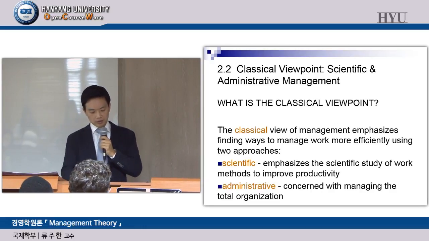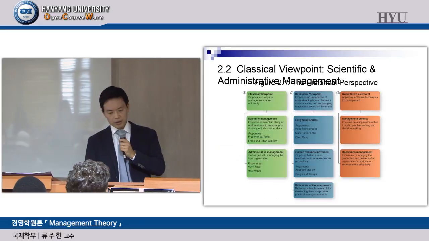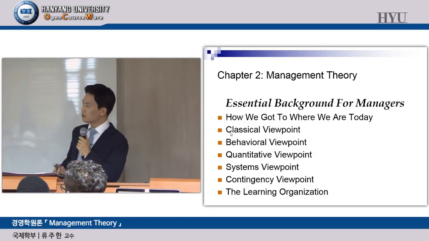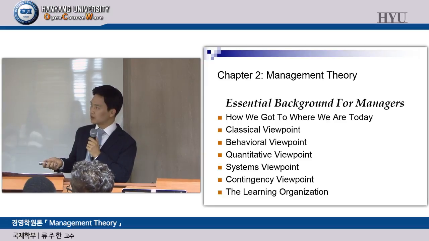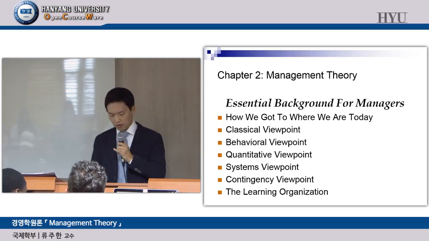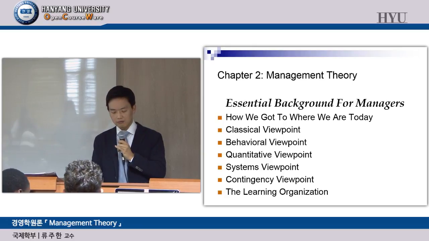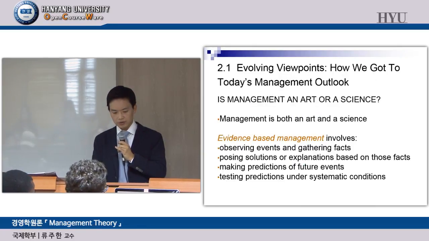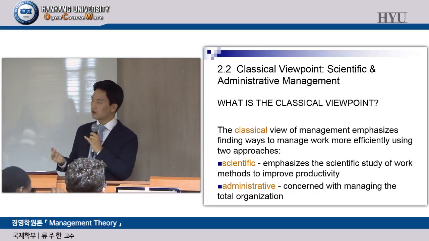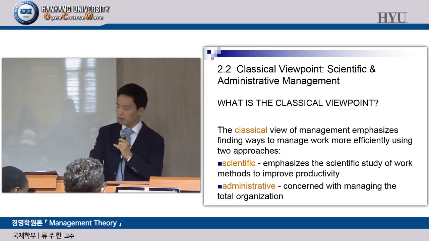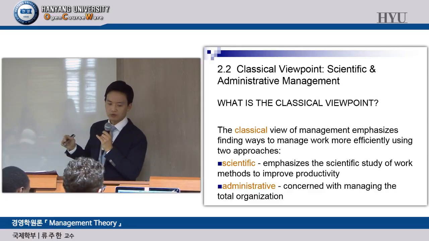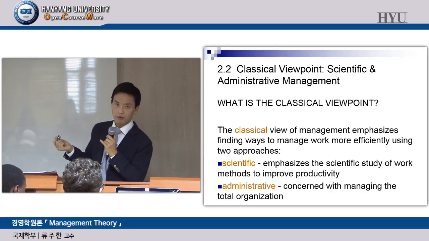Classic theory is, I think, the first management theory here. So when you say classic theory, what are really classic theories? That's the point here. When you say classic theory, there are two specific arguments: scientific management and administrative management. So you have to make sure to remember these two.